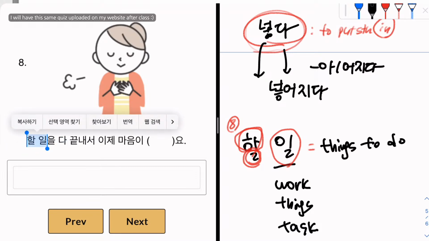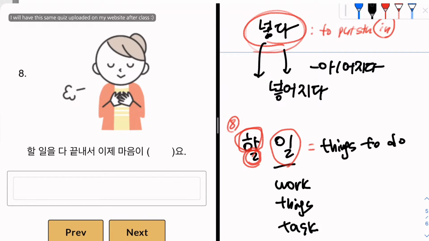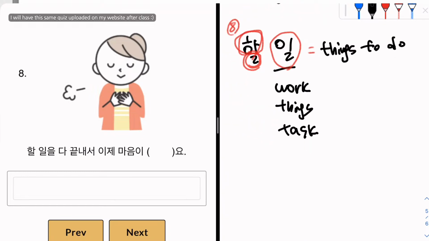What I need to do를 다 끝내서, 끝내다 means to finish something, right? It's a transitive verb that means to finish. So I finish all the things to do. So 끝내서 이제 now 마음이 blank요. So if you look at this woman in the picture, what kind of emotion do you think she's feeling? She's feeling relieved.